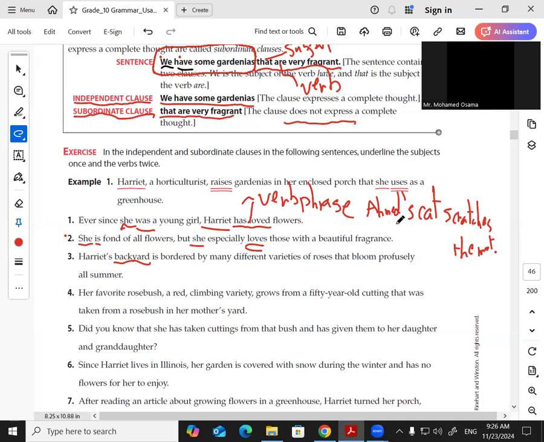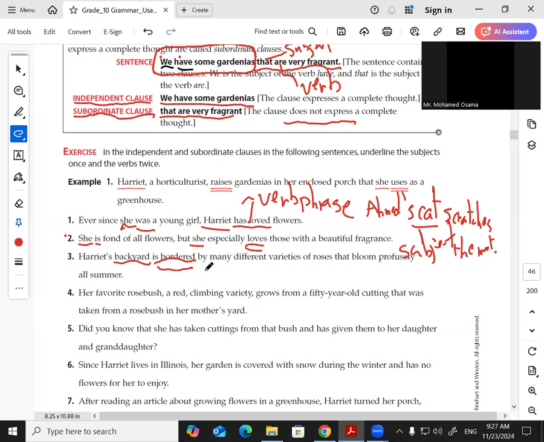So I have a question here. Who is the subject here, Ahmed or the cat? Here I'm talking about whom? Yes, definitely I'm talking about the cat, not Ahmed. So the cat here is the subject. Great. So we said Harriet's backyard, so backyard is the subject. Where is the verb phrase? The verb phrase is "is bordered."